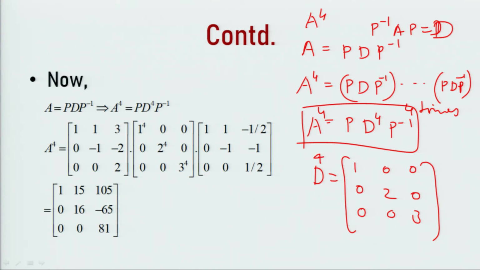If we multiply this diagonal matrix 4 times, we get 1 to the power 4, and 2 into 2 into 2 into 2, 4 times, that is 2 to the power 4, and 3 to the power 4. Simplifying, 1 to the power 4 is 1, 2 to the power 4 is 16, and 3 to the power 4 is 81. So, A to the power 4 equals P D to the power 4 P inverse.